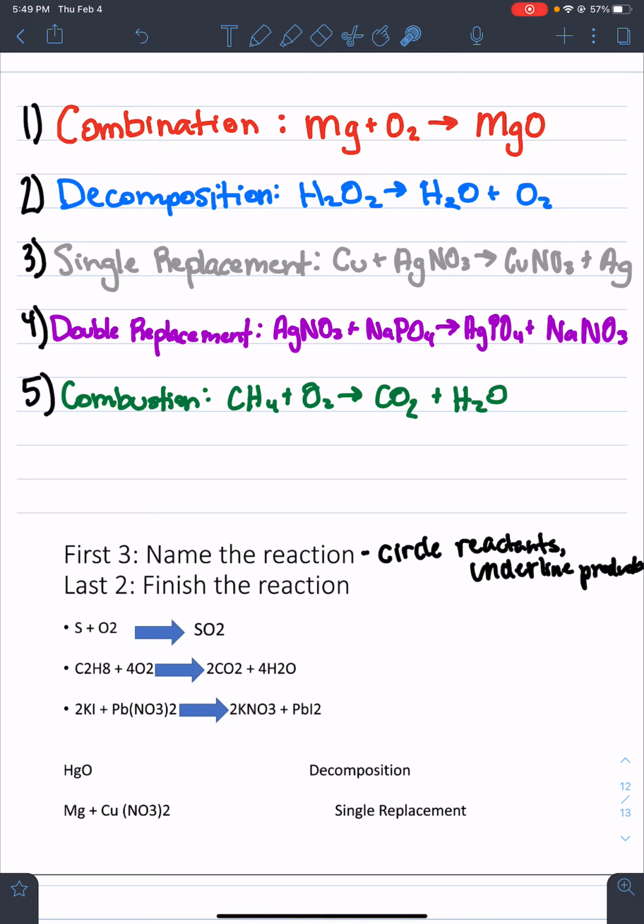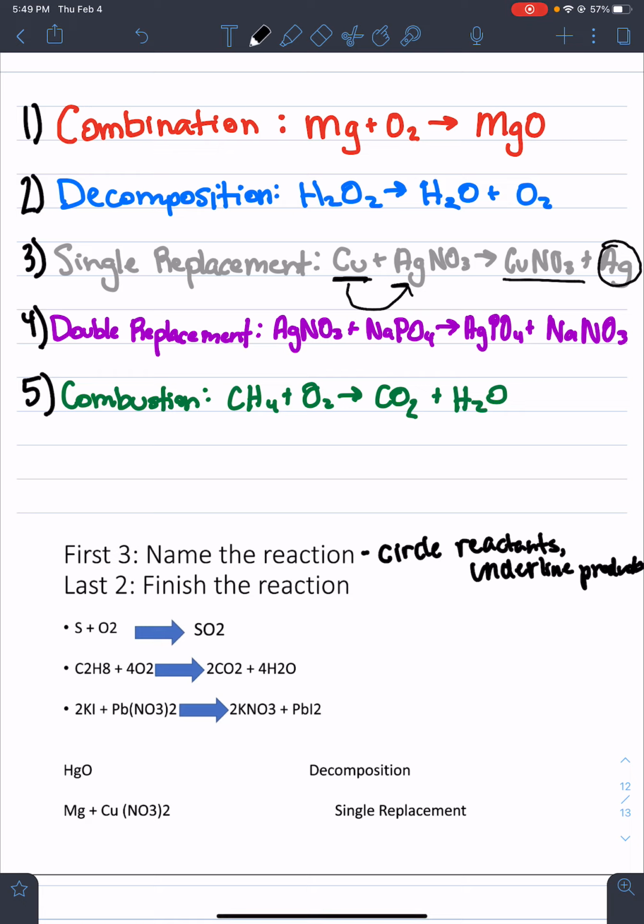A single replacement is where it starts getting tricky. So single replacement is where over here you have one single element and it is going to go in and replace this other element. So in the end, now the Cu is over with your NO3 and then your Ag is the one by itself. All right, so you see a single thing going in to replace something in your reaction.